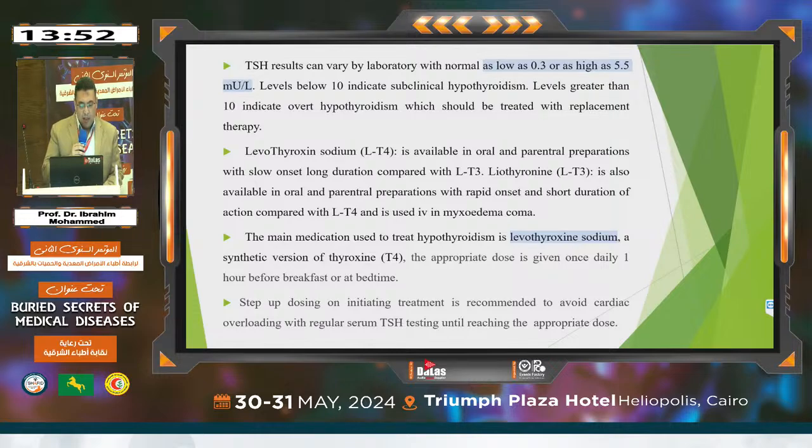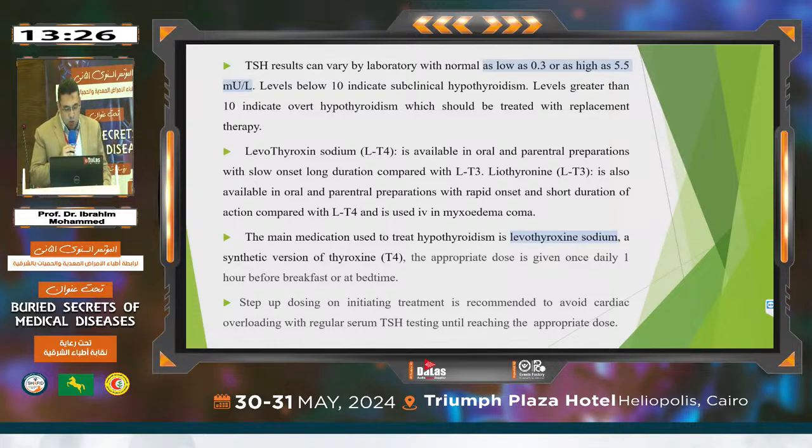Levothyroxine sodium, LT4, is available in oral and parenteral preparations with a slow onset and long duration compared with Levo T3. Levo T3, which is liothyronine, is also available in oral and parenteral preparations with rapid onset and short duration of action compared with Levo T4, and is used mainly IV in myxedema coma.